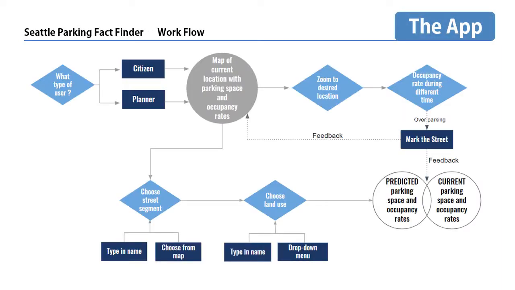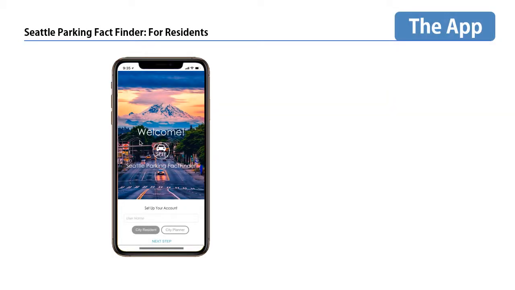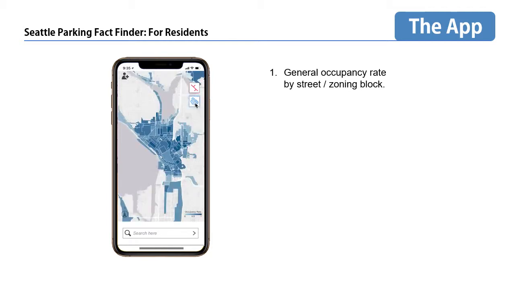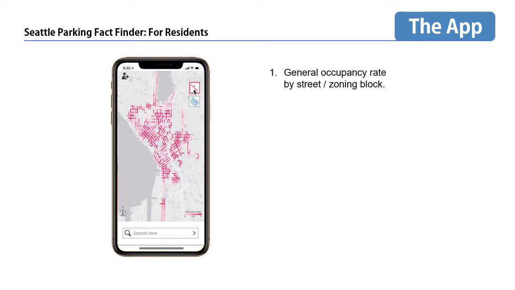This is the workflow of our app. Citizens could use this app to make evaluation, whereas planners could use this app to make decisions. Let's see how the app works. First, set up your account as planners or residents. If you choose residents, you will log into this page. The home page will be a map showing general occupancy rate of street segment or zoning area.